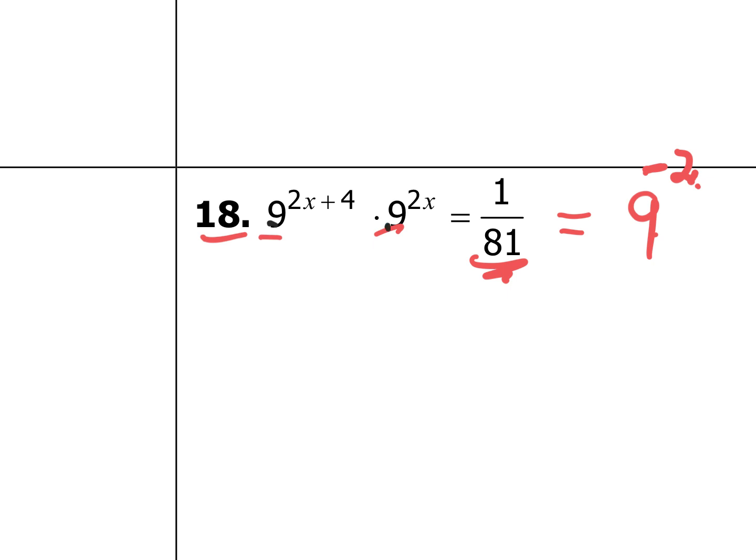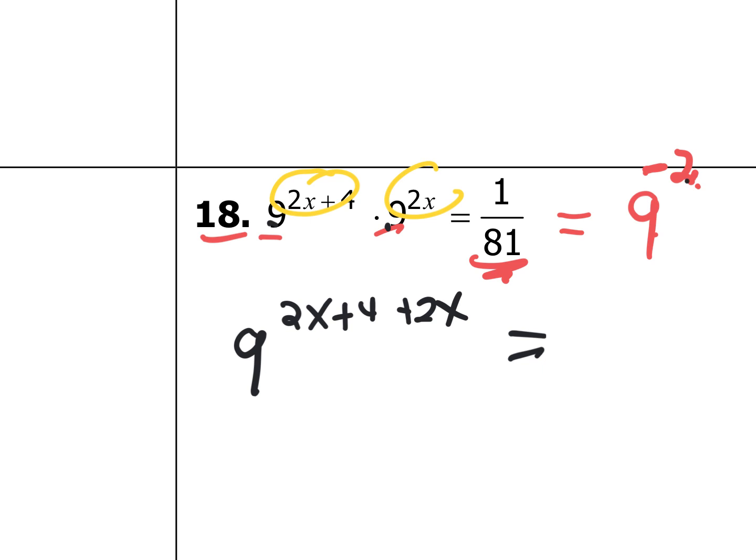If we're going to keep the base 9, what do I do with these two exponents? Do you remember what we do with these two exponents? Do I multiply them or do I add them? Add. So 2x plus 4 added to 2x must be equal to just the -2.